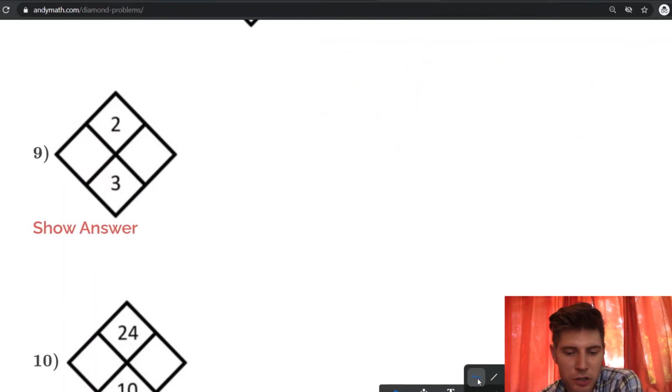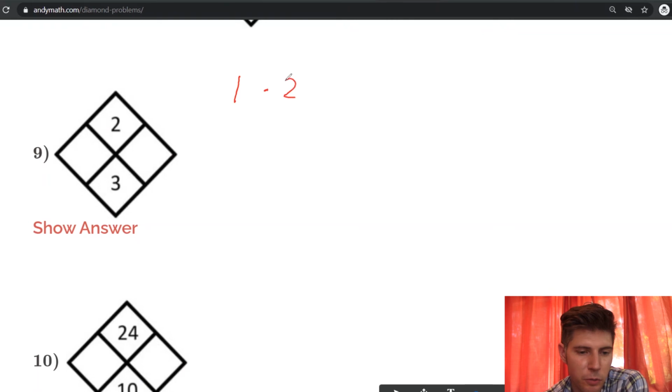Now for this next one, two numbers that multiply to 2 and add to 3. Well, what multiplies to 2? 1 times 2, and 1 plus 2 equals 3. So we're already done. It's 1 and 2.